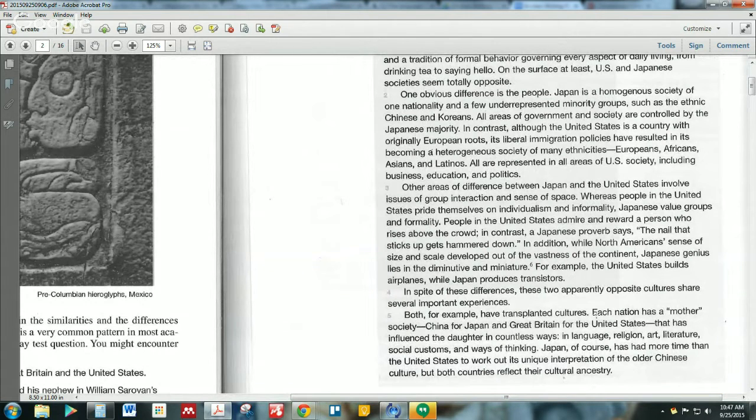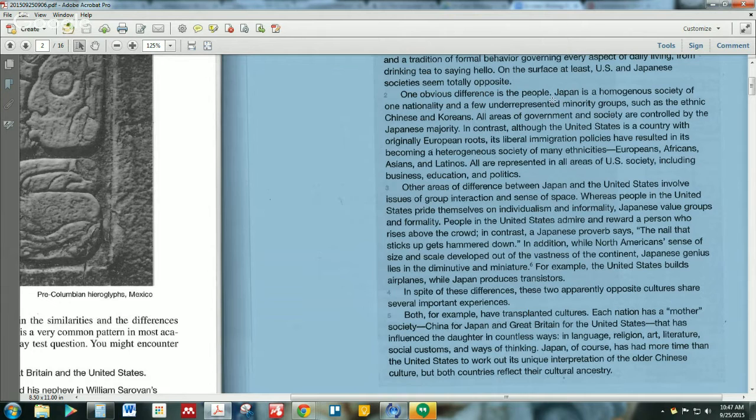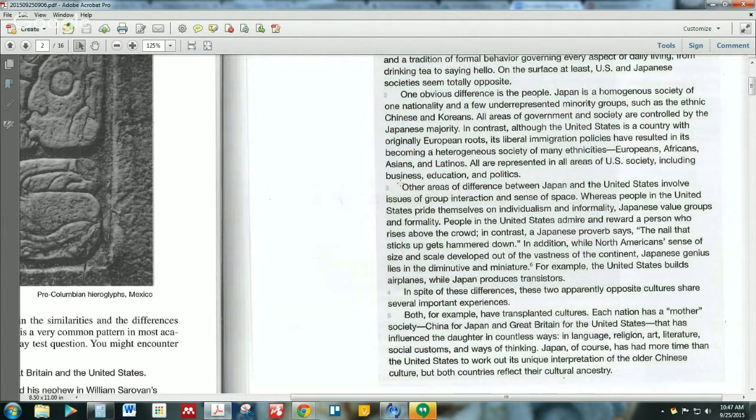And we know this by the words, right? At the very beginning, the topic sentence, one obvious difference is the people. The topic sentence tells us right away we're talking about differences. The topic sentence of the second paragraph, the other areas of difference between Japan and the United States. So more areas of difference. And in this paragraph, we're going to list more than one because the topic is plural.